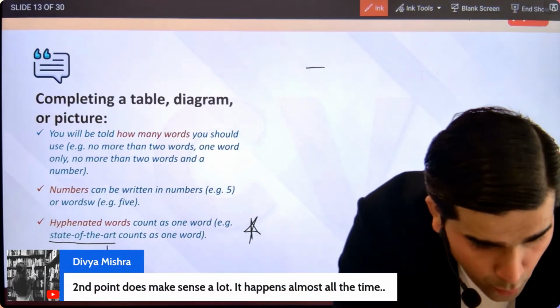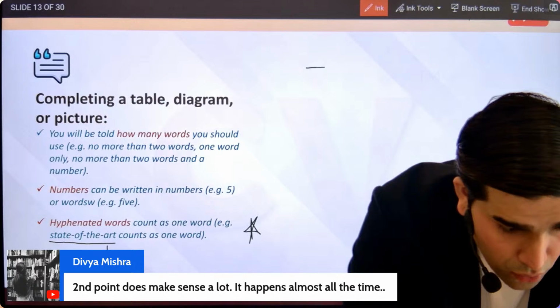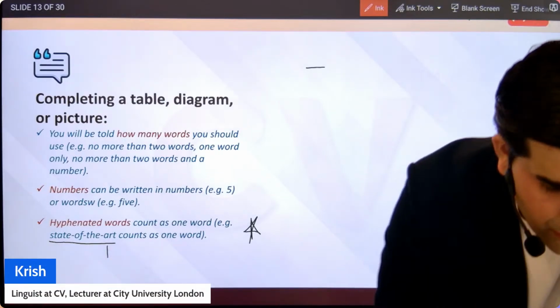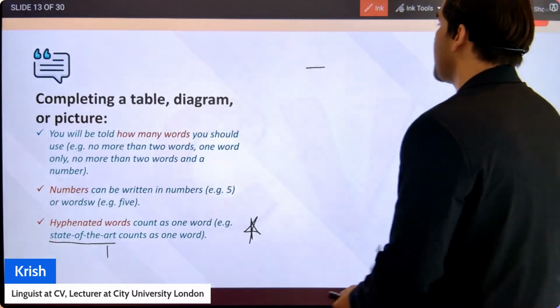Divya says, second point does make sense a lot. It happens almost all the time. Yes, absolutely. Okay, crystal clear? Perfect. Thank you.